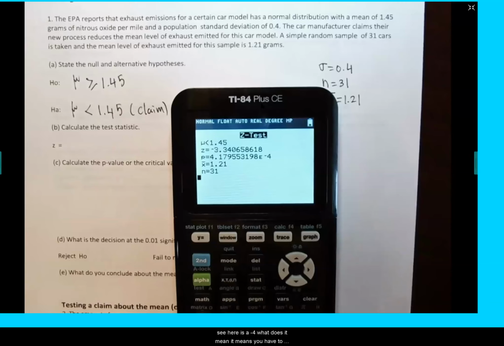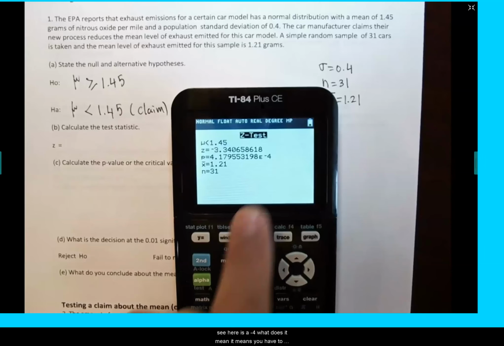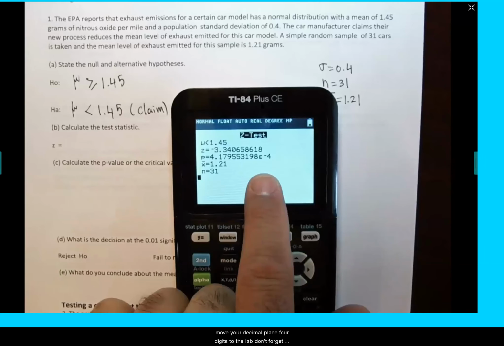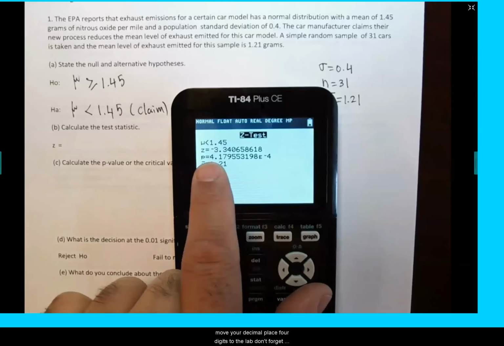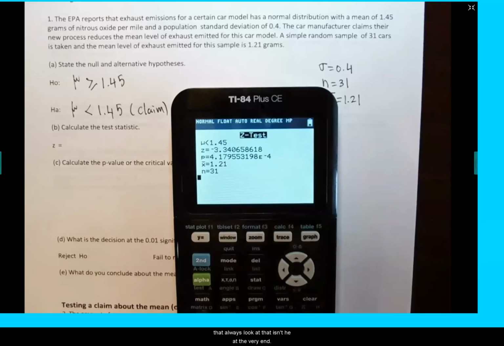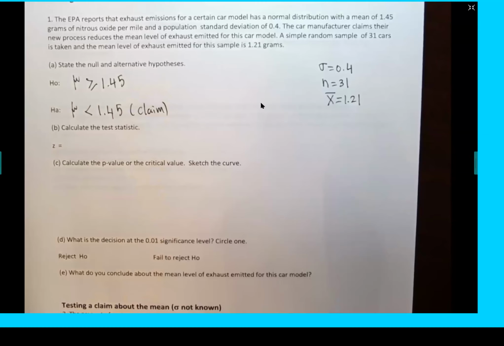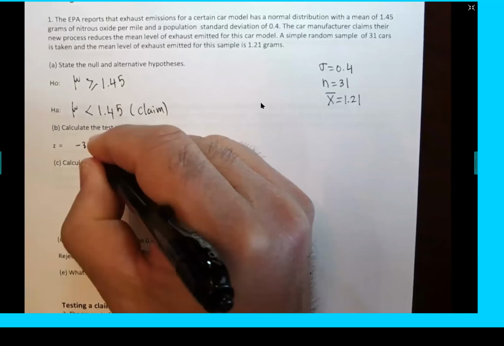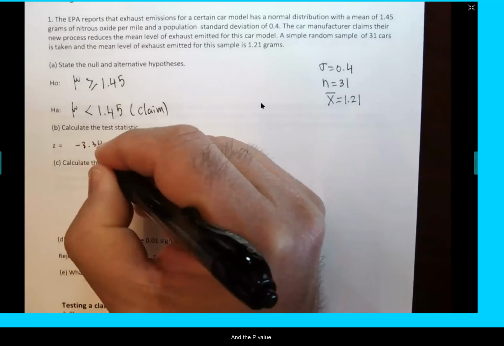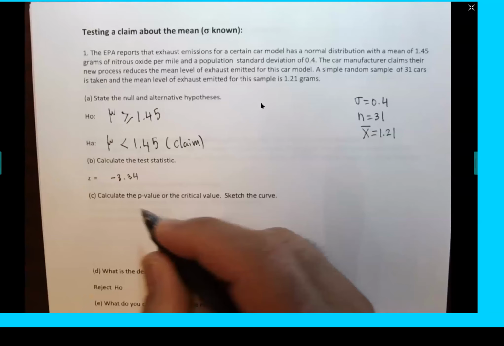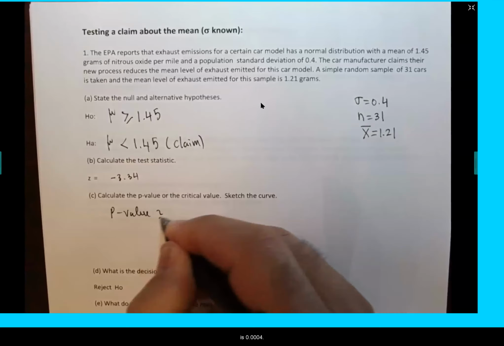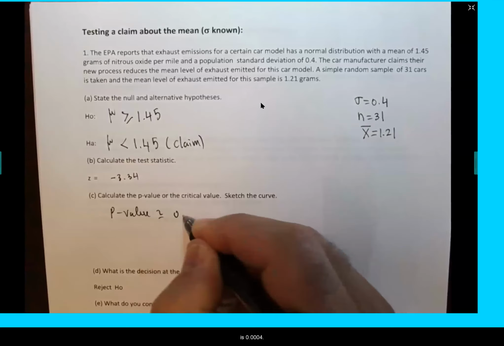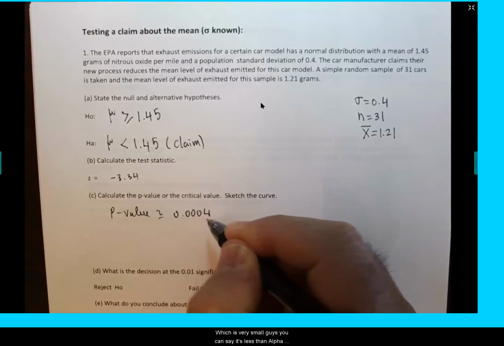I'll write it down and watch, guys. And see here, E minus 4, what does it mean? It means you have to move your decimal place 4 digits to the left. Don't forget that. Always look if there is an E at the very end. So it will be negative 3.34. And the p-value is 0.0004, which is very small, guys.